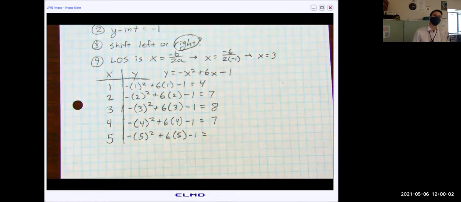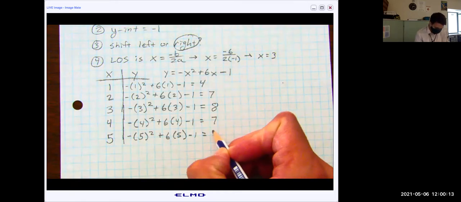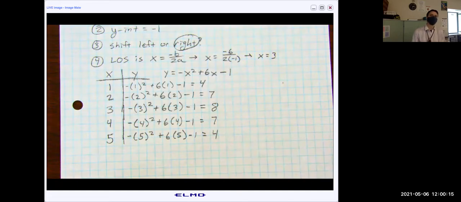Interesting. Let's do the other one. 25, but it's negative. Negative 25 plus 30 is 5. 5 minus 1 is 4. Huh. There are our values.